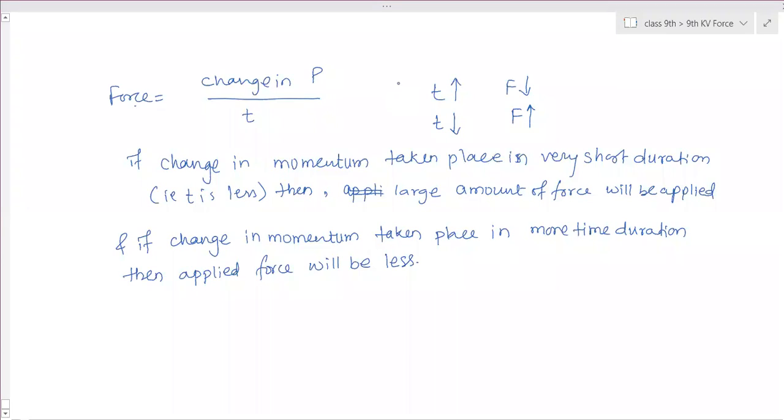Yes, ma'am. But if we take time up, it will be force into time is equal to change in momentum. So it is direct. So if time is increased, force should also increase. Oh, no, right. Okay, understood. So this is the question we have to take.